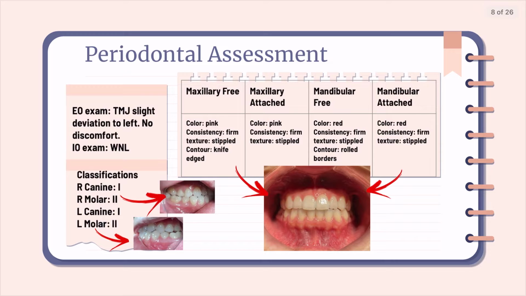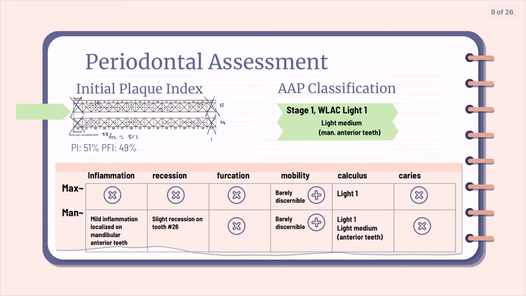Classifications include that right and left canine are class 1, right molar and left canine class 2, and maxillary free and maxillary attached. Gingival descriptions include pink, firm, stippled, knife edge. Her mandibular free and mandibular attached. She did have red, firm, stippled, but her contour was rolled borders on her mandibular anterior teeth. Also, the initial plaque index that I found was 51%.